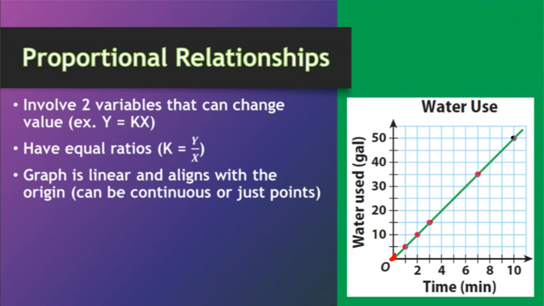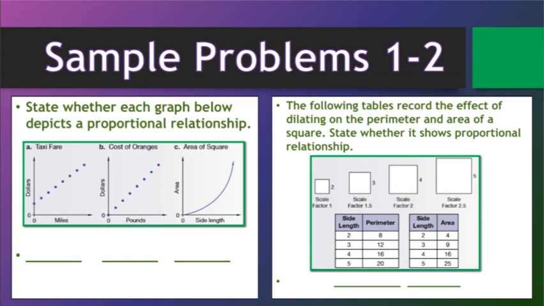So let's take a look at some examples here. Here we want to state whether each graph below depicts a proportional relationship. So we're just going to say either yes or no. The first one, the taxi fare. Notice the first point starts up here. That's not the origin, but it does form a straight line. But no, this is not a proportional relationship because it doesn't go through the origin.